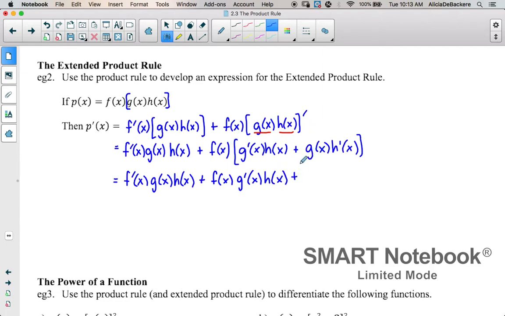And then f at x. So I'm only multiplying each term. So once I hit a plus sign, I need to multiply by f at x again.